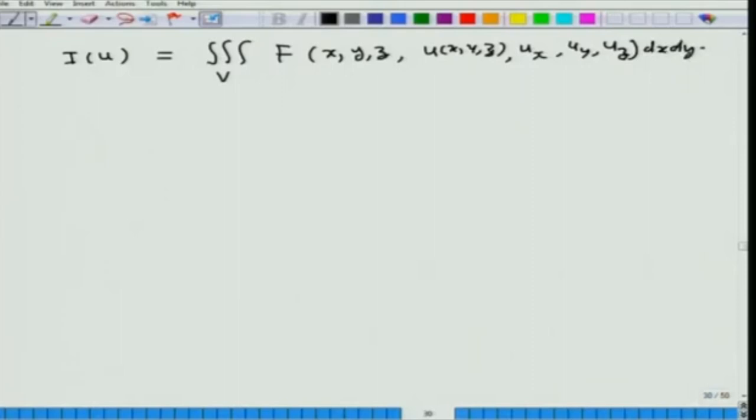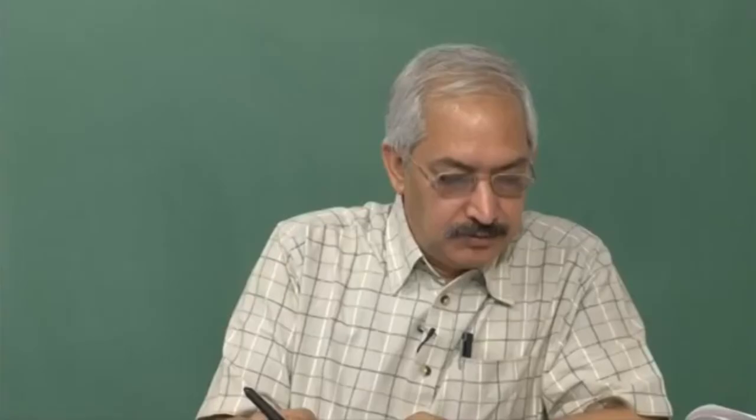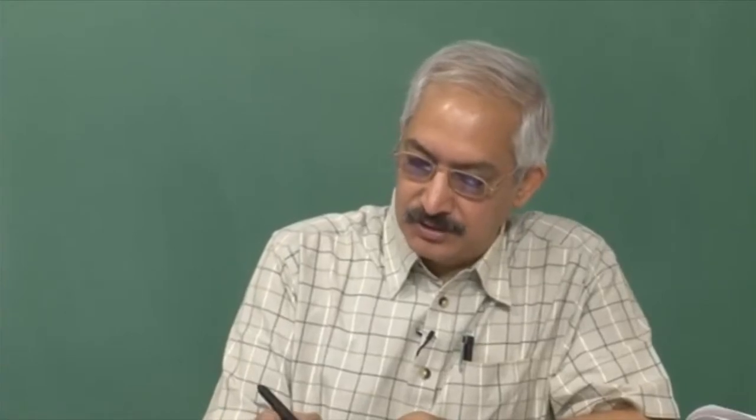dx, dy, dz, and u is to satisfy u equal to g(x, y, z) on the boundary of this volume V. So, V is a bounded domain in three dimensions x, y, z, and its boundary will be a surface, delta V, like this. So, here we can proceed in the same manner.